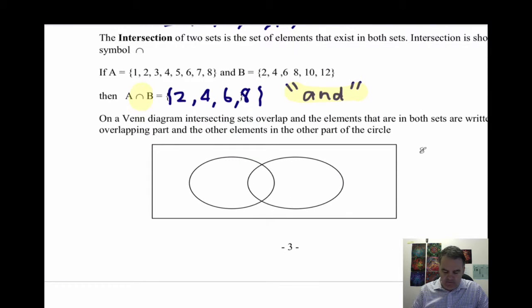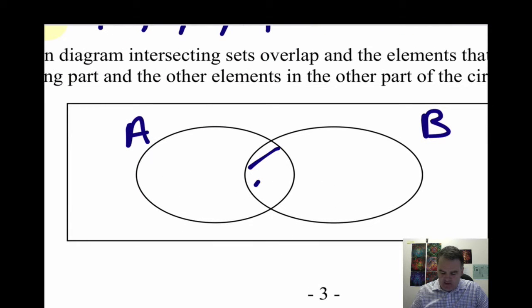Diagrammatically, if this is the set A and this is the set B, the intersection is that part there. That's what we would shade. That represents A intersection B.